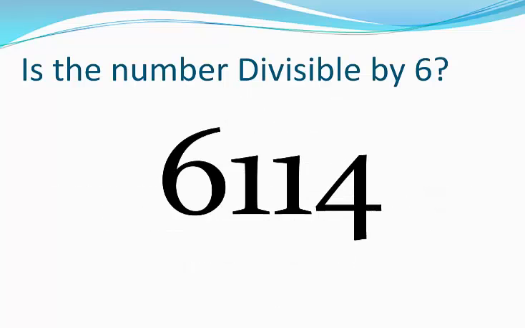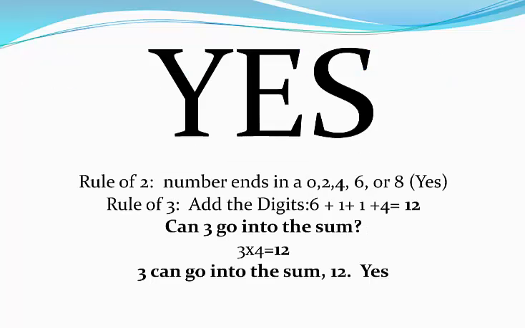Another example, 14, is that divisible by 6? Now we didn't write this in our notes, but all we have to check for is the rule for 2 and the rule for 3, since 2 times 3 is 6. So the first rule is 2. Is it an even number? Yes, it ends in a 4. The second rule is to check by 3. First we have to add the digits. 1 plus 4 is 5. Is 5 divisible by 3? No. So 14 is not divisible by 6.